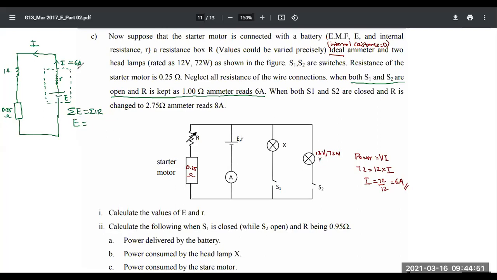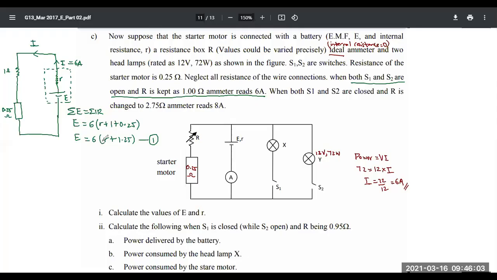What will you do? 6 ampere current is flowing through simple R, 1 ohm and 0.25 ohm. It is flowing through all three resistors. So the equation is going to be 6 within bracket, add everything: simple R plus 1 plus 0.25. So capital E is equal to 6 bracket R plus 1.25. First equation. I have one equation. I have two unknowns, E and R, but I need two equations. So I have written one.